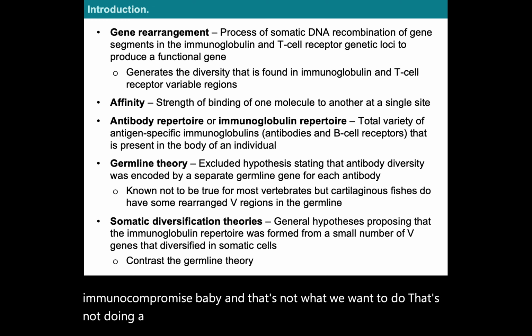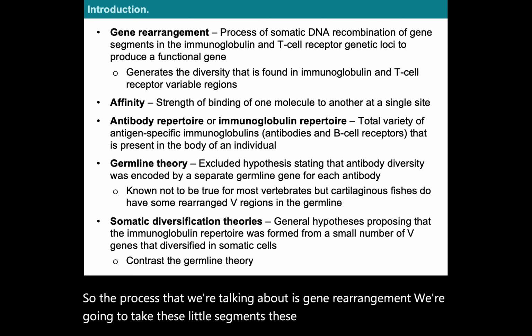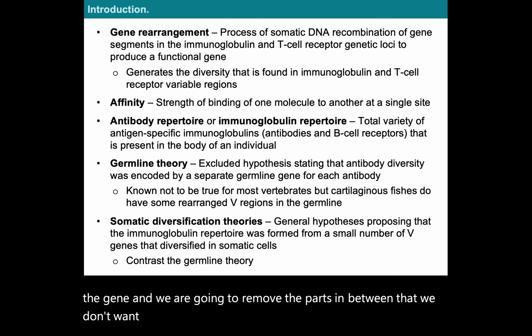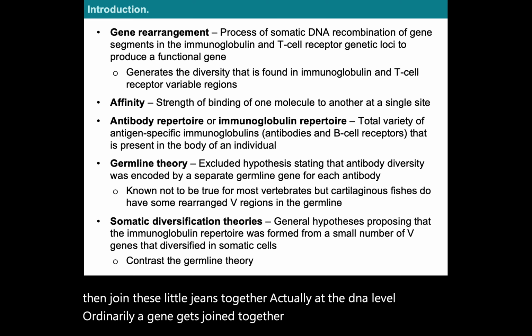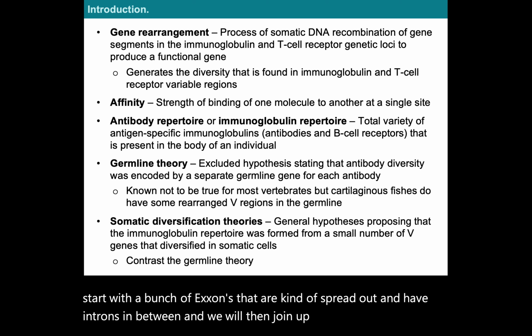Okay. So the process that we're talking about is gene rearrangement. We're going to take these little segments, these little coding segments of the gene, and we are going to remove the parts in between that we don't want and remove all the extra copies that we don't want, and then join these little genes together, actually at the DNA level. Ordinarily, a gene gets joined together at the messenger RNA level. We start with a bunch of exons that are kind of spread out and have introns in between, and we will then join up all the exons and throw away all the introns.